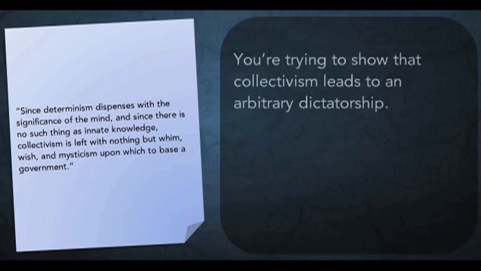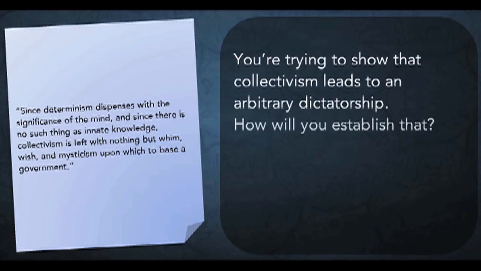You're trying to show that collectivism leads to what? Dictatorship, arbitrary. Leads to the arbitrary dictatorship. How will you establish that? What would be a simple way to say collectivism, which has to extol the group above the individual, has to lead to arbitrary dictatorship? You want to show that collectivism by its nature has to lead to dictatorship in which the ruler is arbitrary, wanton. How are you going to do that briefly?